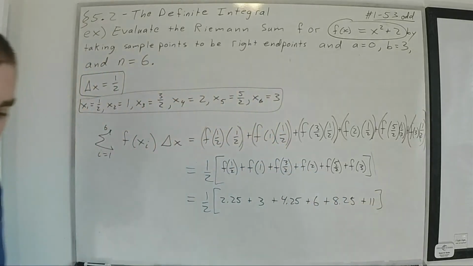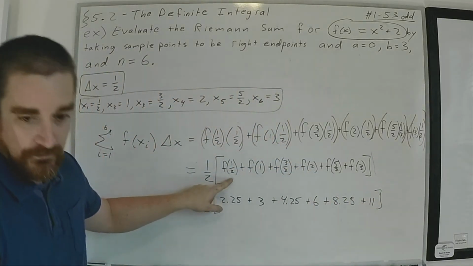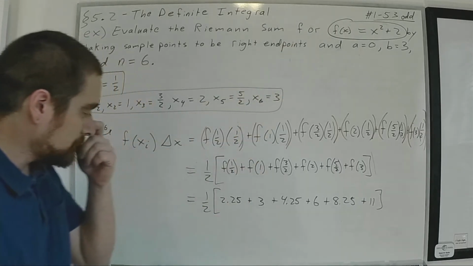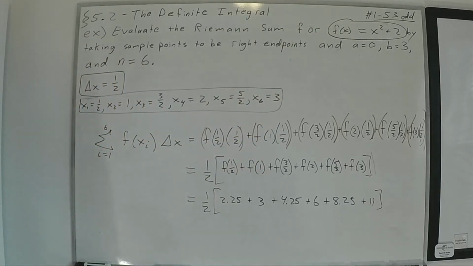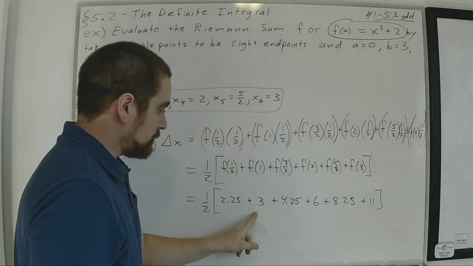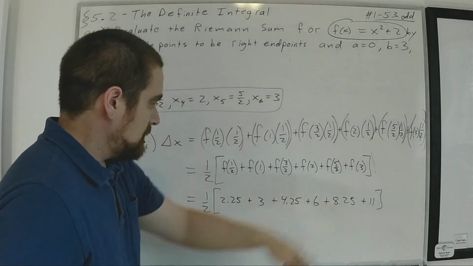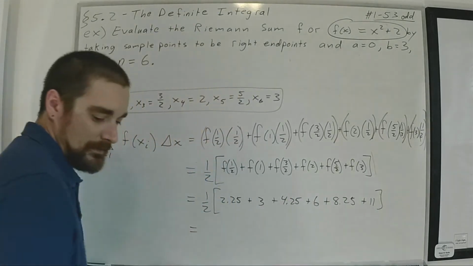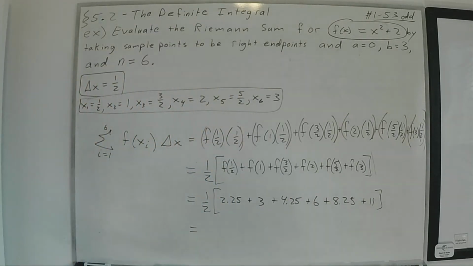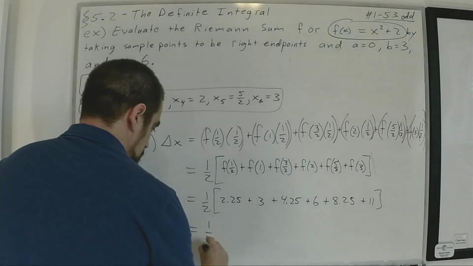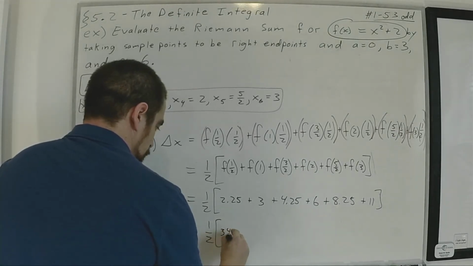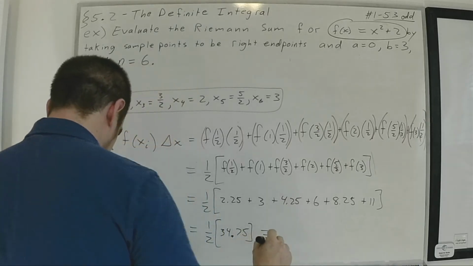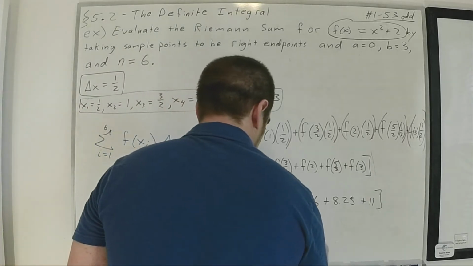All right, based on these values plugged into my function, plug 1/2 into your function, x squared plus 2, and you get 2 1/4, right? 2.25. Plug 1 in, square it, add 2, you get 3 output. Right, so you'll just figure out what all those are. I'll add all these together in my calculator, and then I'll divide by 1/2. So I get 1/2 times 34.75, which is 17.375.